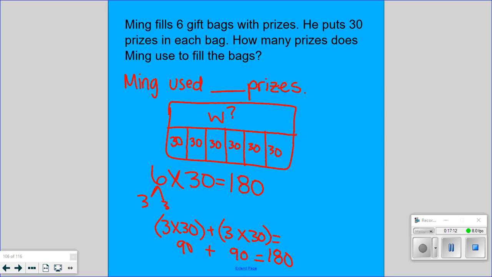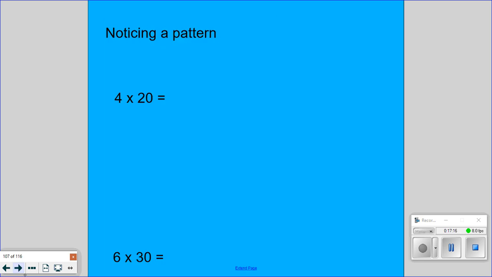Next blank page. So now we're going to go back and kind of explore a pattern that Heidi brought up a little bit ago. Noticing a pattern is your title. Not while I'm teaching you, we've gone over this. Noticing a pattern.